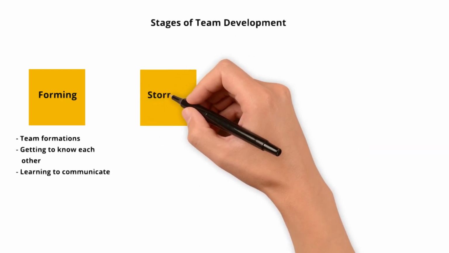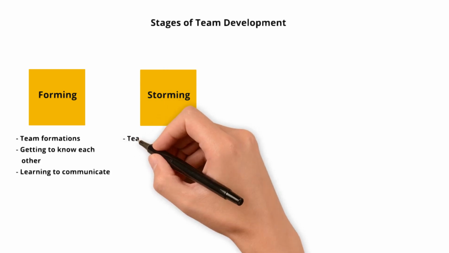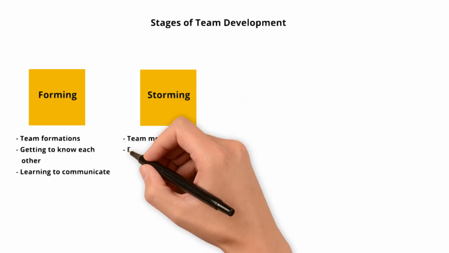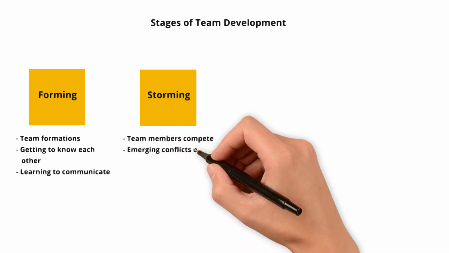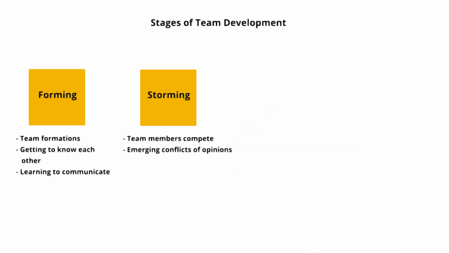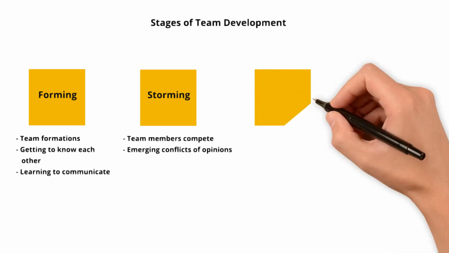The second stage is storming. This is when team members start to be a bit more comfortable with each other, and start to compete with each other, and experience different conflicts and differences in opinion. As a manager, you want to encourage healthy conflict by letting them discuss between each other, where you can listen, coach, and facilitate those discussions.